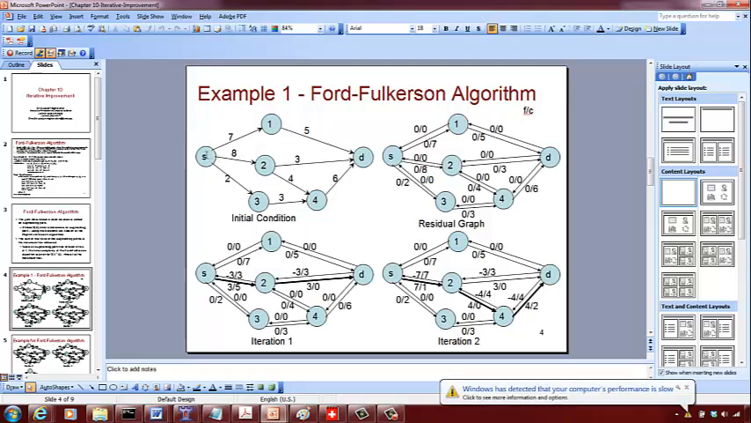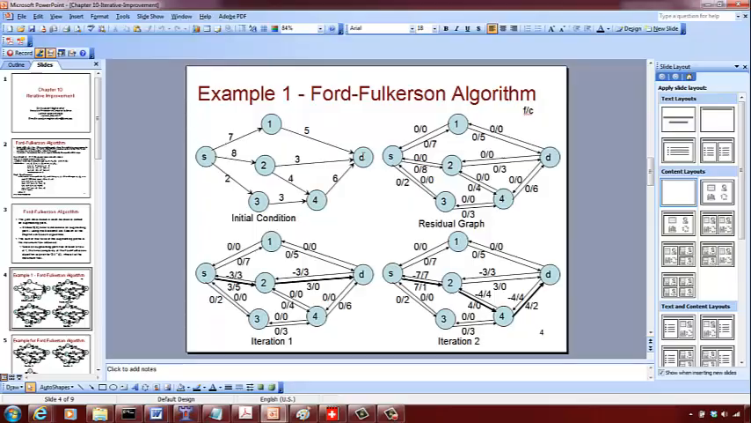The bottleneck edge is the edge that has the minimum capacity on that path. Okay, so for example, on this path from S to D going through S, 1, D, you could send 7 units of flow from S to 1, but you can send only 5 units of flow from 1 to D. So if you use this path from S to D going through 1, you can actually send only 5 units of flow on this path, right? So each path has a bottleneck edge.